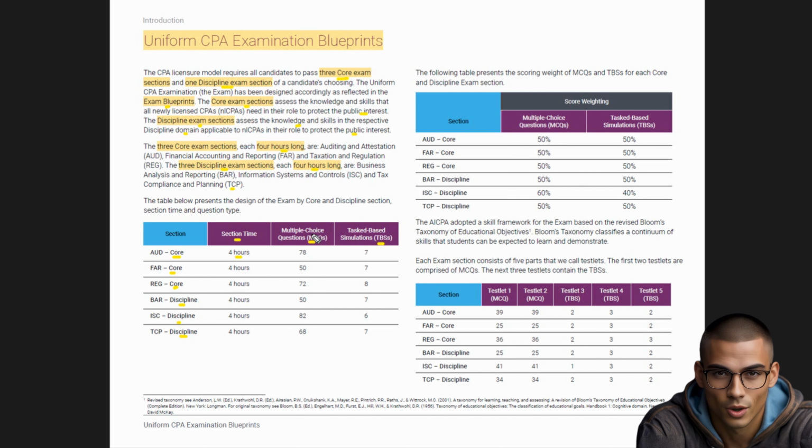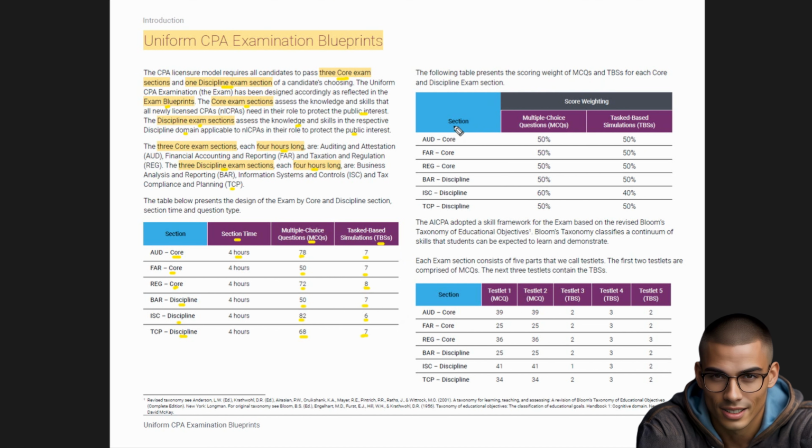For the multiple choice questions, this varies by exam. We can see that AUD has 78, FAR has 50, REG has 72, BAR 50, ISC 82, and TCP has 68. And as far as the task-based simulations, we can see that AUD has 7, FAR has 7, REG has 8, BAR has 7, ISC has 6, and TCP has 7 task-based simulations.